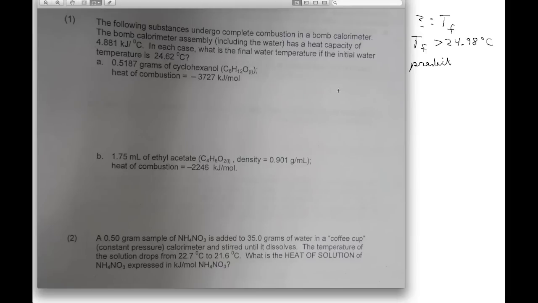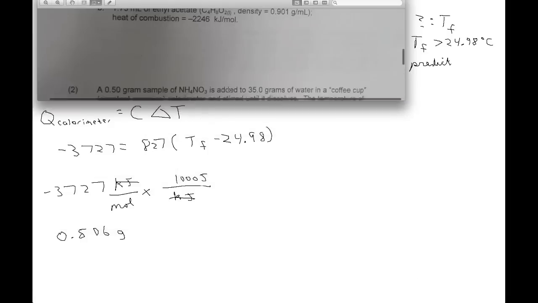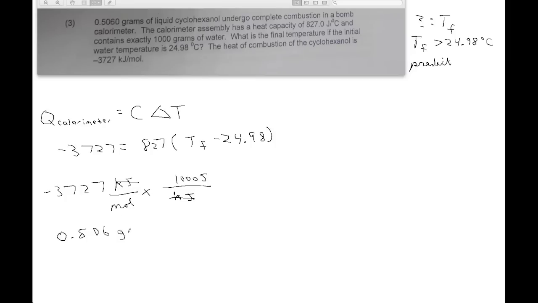So now we have 0.00506 moles. So now multiply the 3,727,000 by 0.00506 moles. And then that would give us negative 18,858 joules.